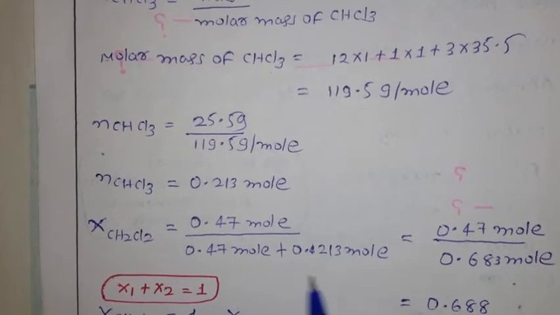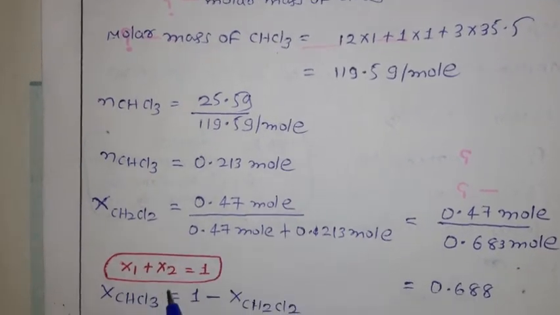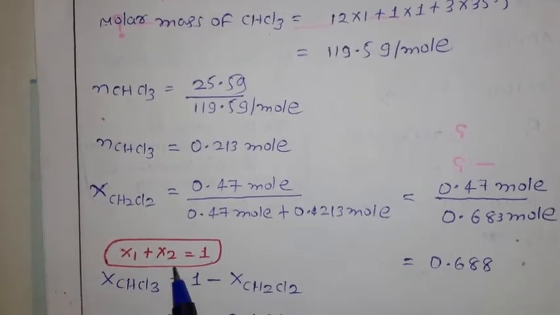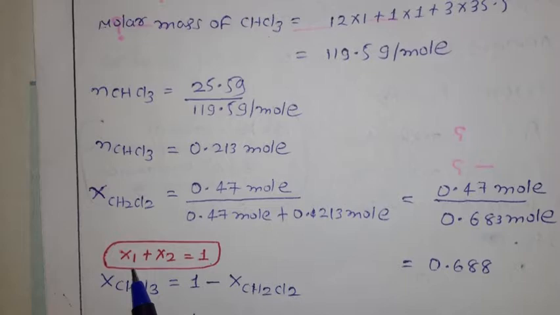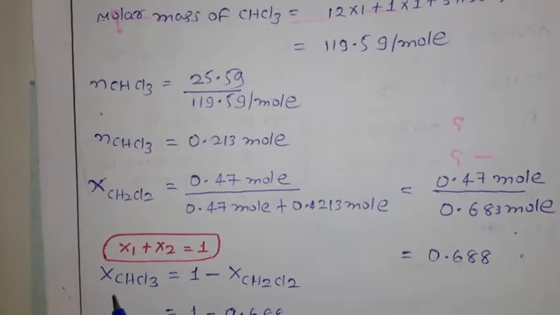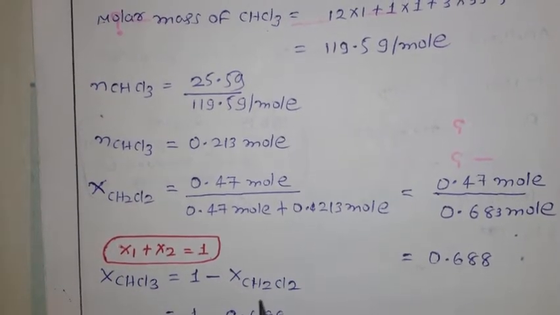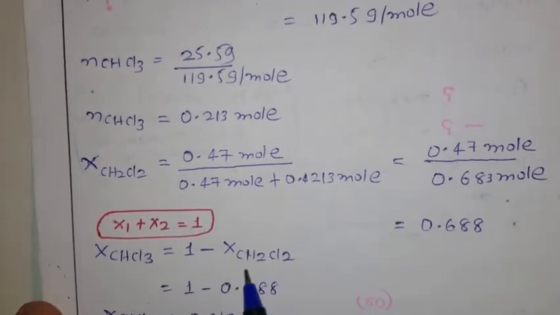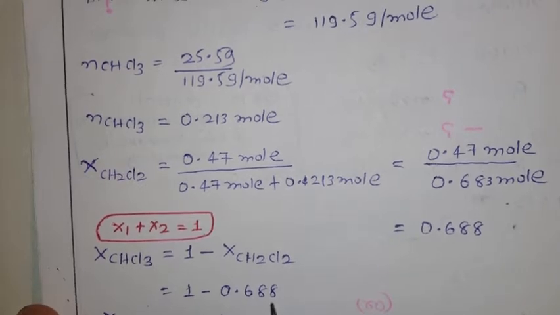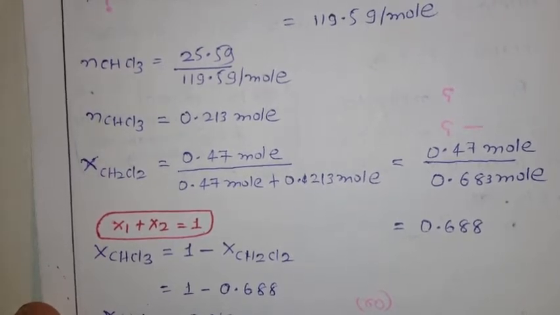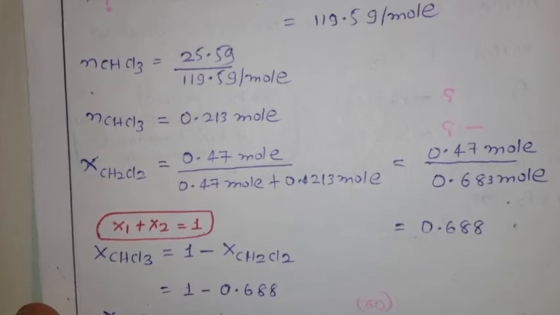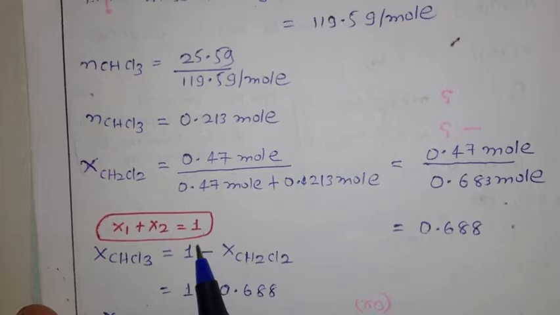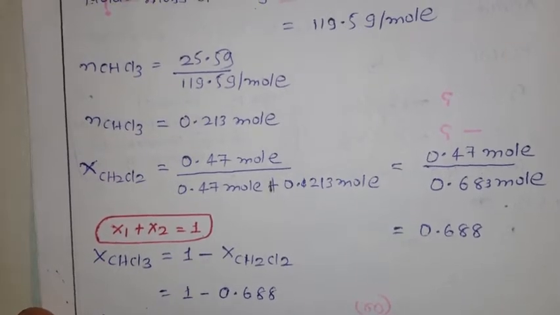Okay. If you want to calculate, you can calculate, but as you know very well, the sum of the components' mole fractions is equal to 1. So we already know the mole fraction of dichloromethane. For chloroform, we are going to do 1 minus the dichloromethane mole fraction. So 1 minus how much did we get for dichloromethane? 0.688. If you go for simplification, how much are you going to get? Chloroform 0.312. Okay. If you add them together, it should be equal to 1. Why? Because the sum of the components' mole fractions is equal to 1.